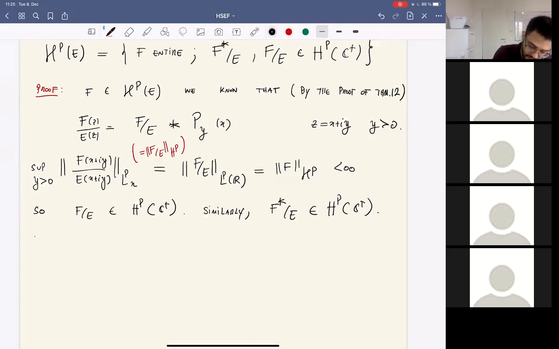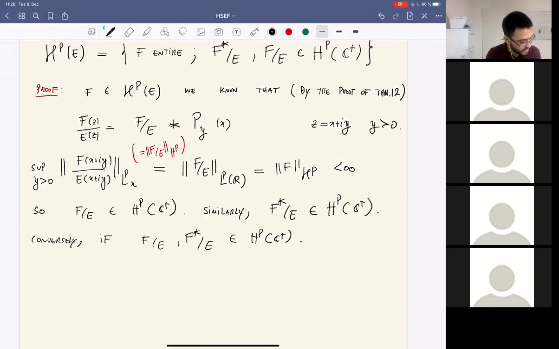Now conversely, let's say f over e and f star over e belong to the Hardy space HP. I have to split this into two bits. The first is, assume that p is greater or equal than two. Then I will do a trick, and the trick is the following.